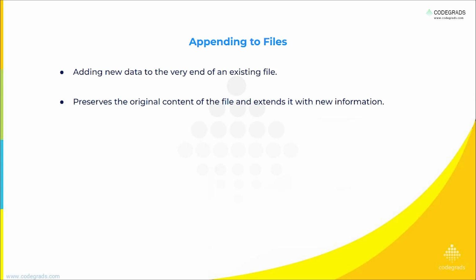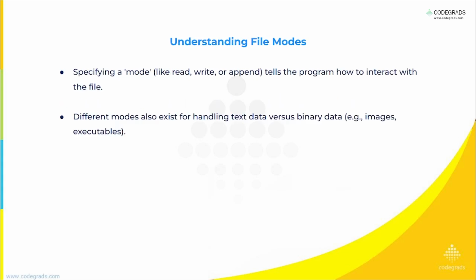So we'll mention open. First we need to open the file, then we need to mention the file name, and then we need to mention the mode, that is A, and then we can write file.write, and whatever we need to append at the end of the existing file, we give the text, and then we close the file. So that is appending.